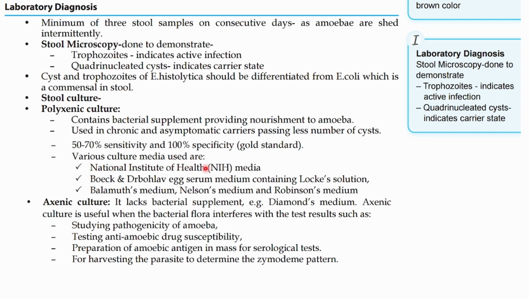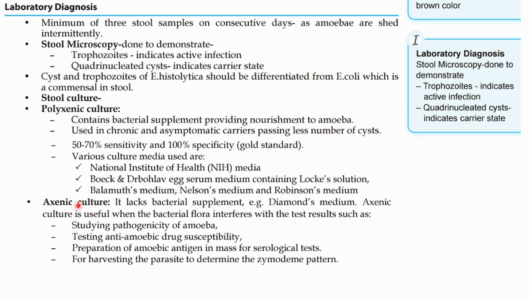The various culture media used are National Institute of Health medium, Boeck and Drbohlav's medium, Locke's solution egg serum medium, then Balamuth's medium, Nelson's medium and Robinson's medium. Too many media. So why is polyxenic culture used? It is used in chronic infection when there is a small number of cysts.